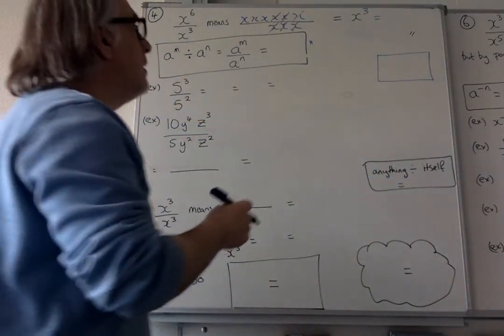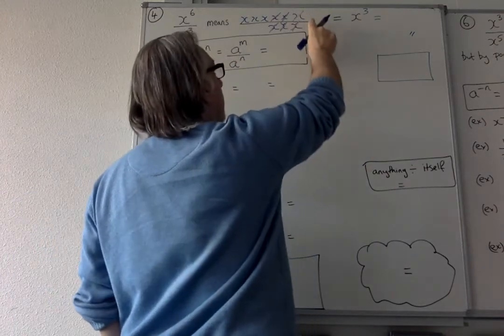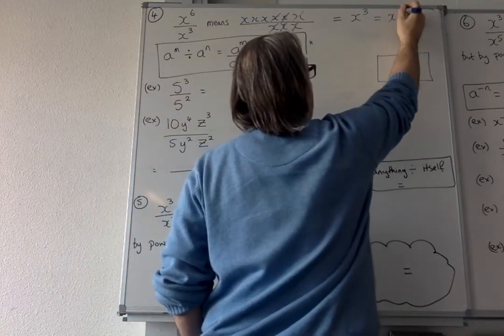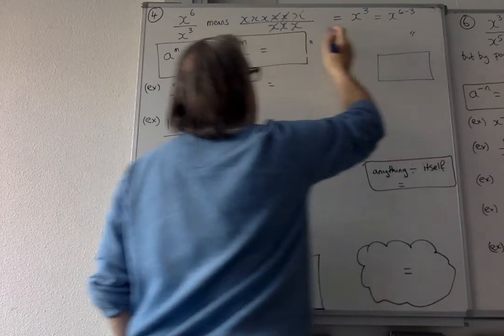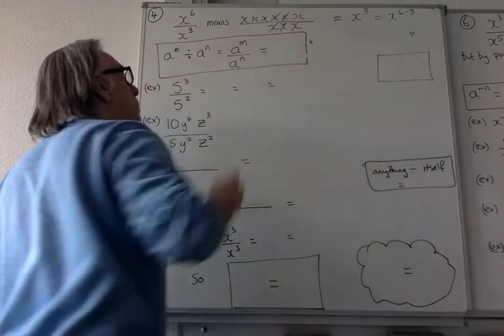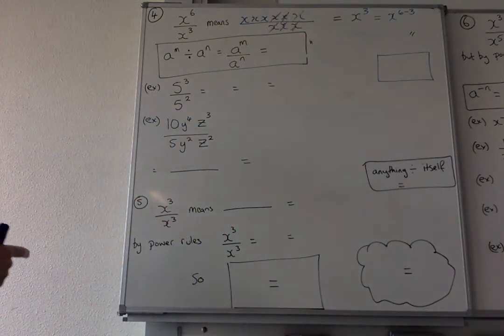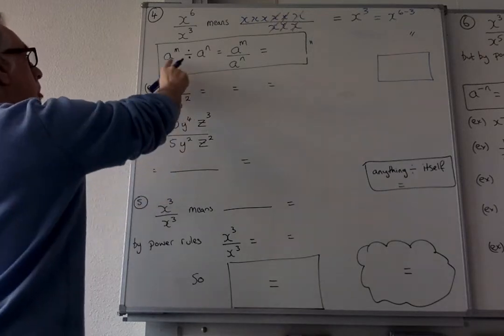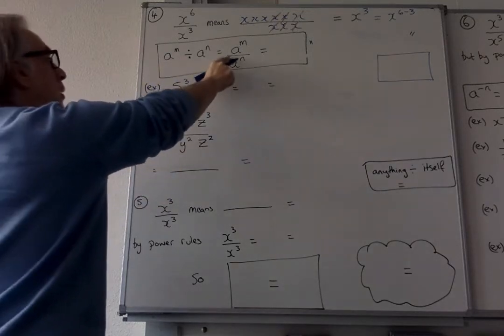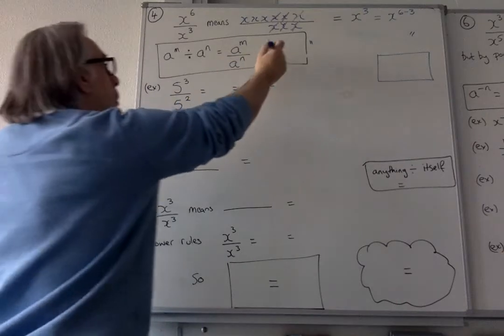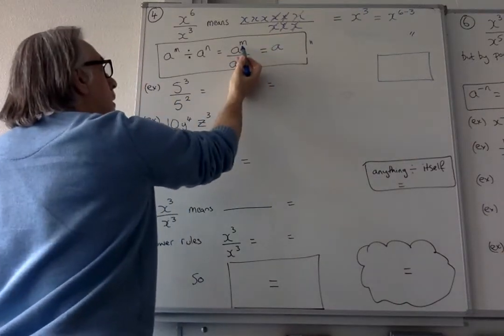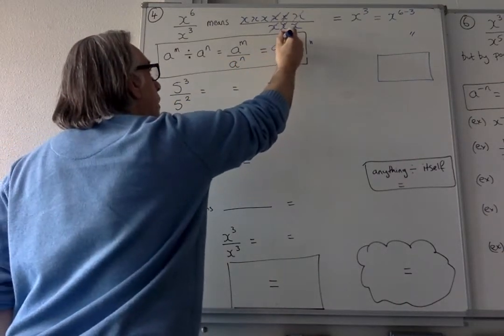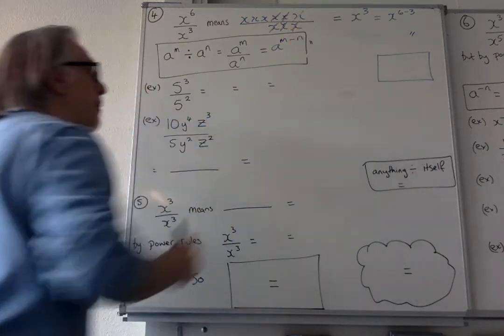So a quick way to do that would be looking at this number and this number, and what you could have done was 6 minus 3, because 3 of these made 3 of these disappear, which is like subtracting. And that, of course, is what the rule is. So they might write it with a division sign, or we've written it as a fraction. When you have this, you take the power here, and you subtract the power there. And you get m minus n.